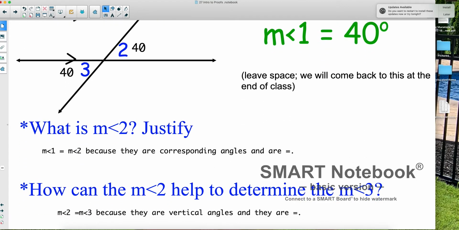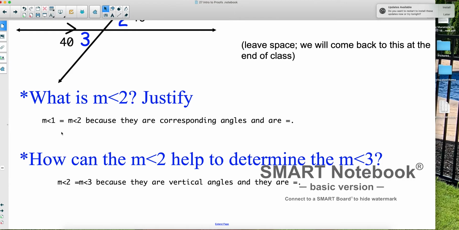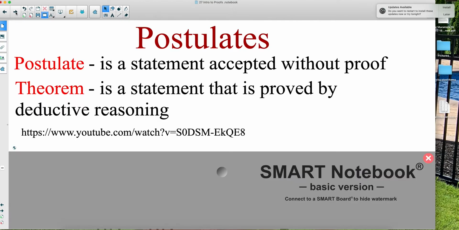Okay, so now we're going to get into what proofs are and the different terminologies that we're going to use along with proofs. First, let's take a look at what we have here: postulates and theorems. A postulate is a statement that we accept without proof. For instance, if I say the sky is blue, you've accepted that. We don't have to prove it.